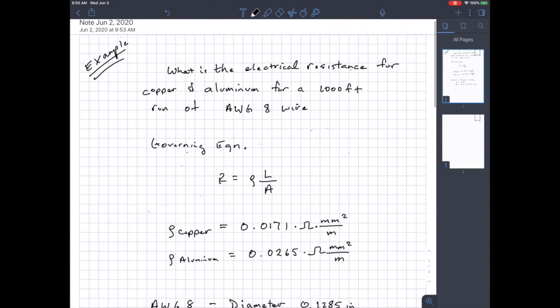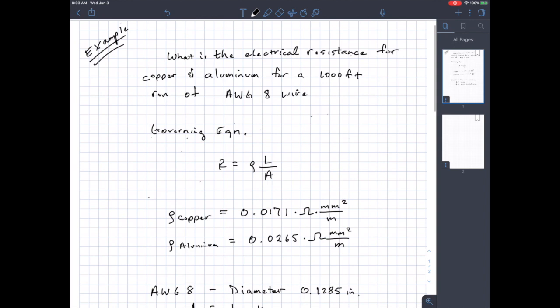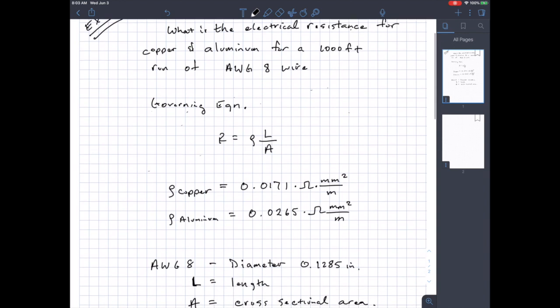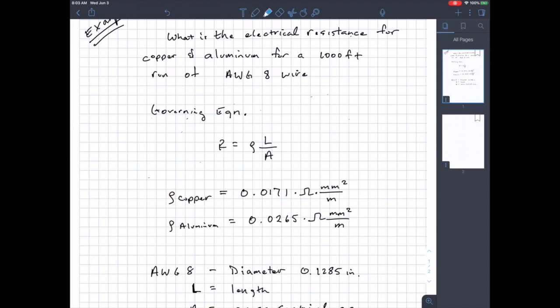Okay, so how would you get started? This is essentially the given information. Okay, let me go through that. We know we have AWG 8, and the diameter of AWG 8, you look that up on Google, and it turns out to be 0.1285 inches. Okay, pretty thick wire. All right, then on an exam, of course, I would give you the governing equation. Resistance turns out to be in ohms. That's a unit you're not used to working with, but that's okay. This is about units. It's not about any particular type of problem.